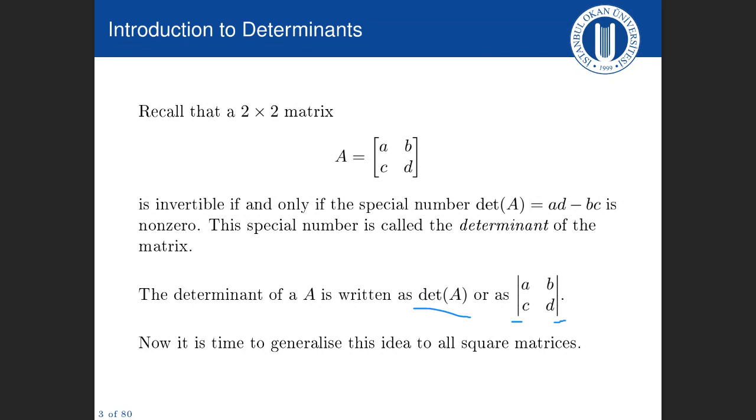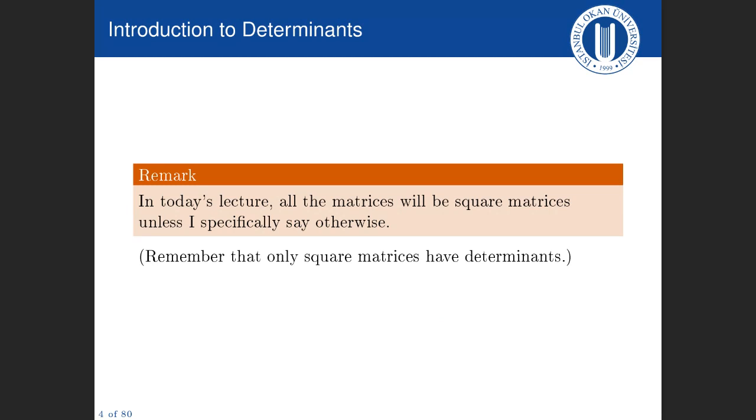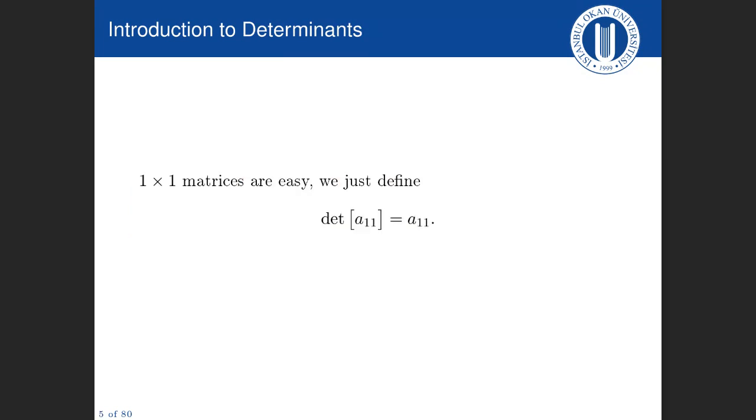This week it's time to generalize this idea to all square matrices. In today's lesson, almost all of the matrices we look at will be square matrices. So unless I specifically say otherwise, anytime we have a matrix, assume that it's a square matrix. Why? Because only square matrices have determinants. 1 by 1 matrices are easy. The determinant of the 1 by 1 matrix A11 is just the number A11.